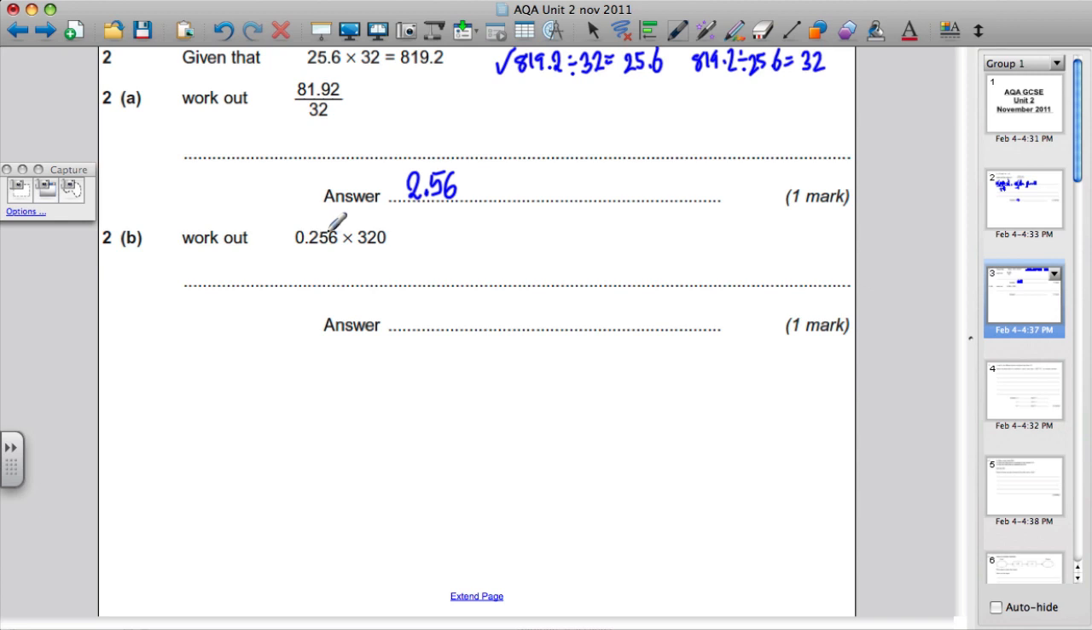Next, they want 0.256 times 320. We can use this fact here. We know that 25.6 times 32 is equal to 819.2. Here, the first number has been divided by 100, and the second number here has been increased by 10. Dividing by 100 and increasing by a factor of 10 is overall a reduction by a factor of 10, so the answer is 81.92.